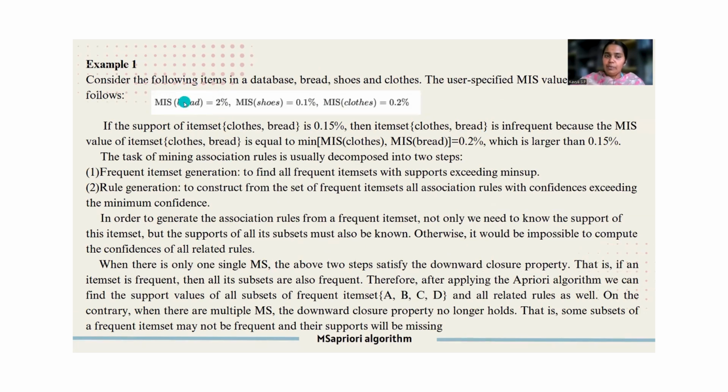For bread it is 2%, shoe it is 0.1%, cloth it is 0.2%. So every time I solve, I'll end up calculating and taking the minimum among them, right? The minimum value will be taken. In this way, it is said to support the downward closure property, right? If a superset achieves the support or the confidence, their subset also tends to achieve the support and confidence. Support is nothing but frequency, confidence is nothing but the relationship. This property is called the downward closure property.